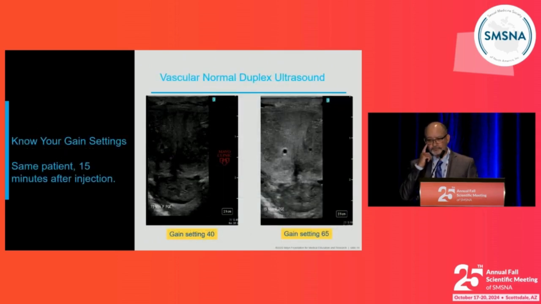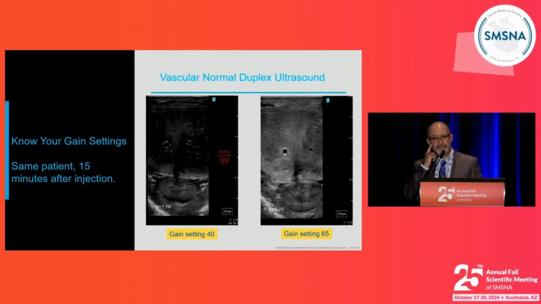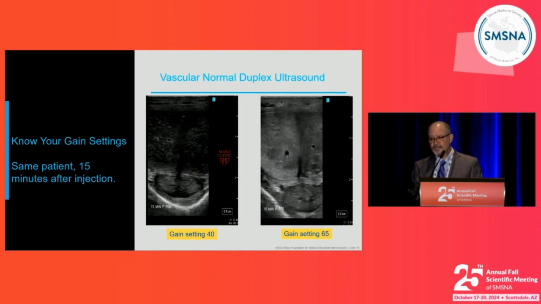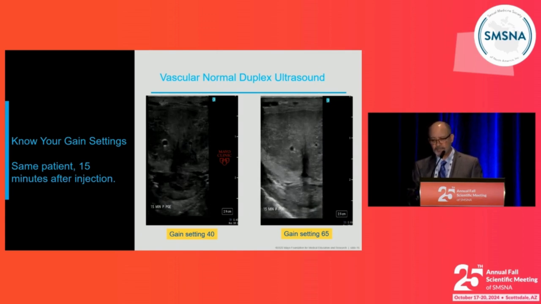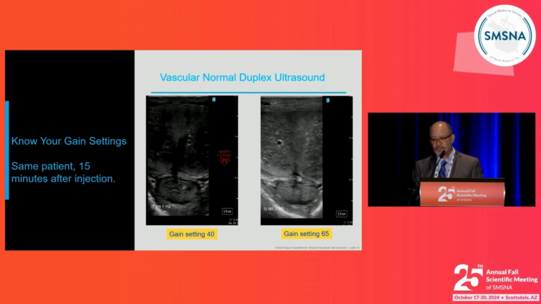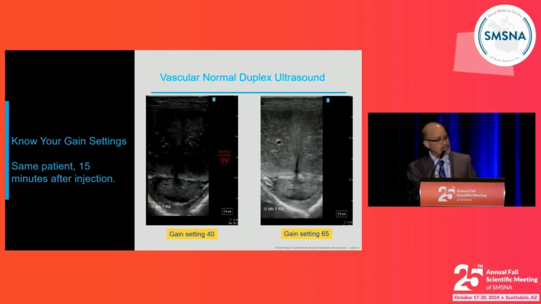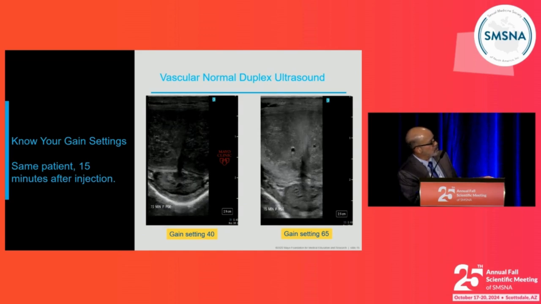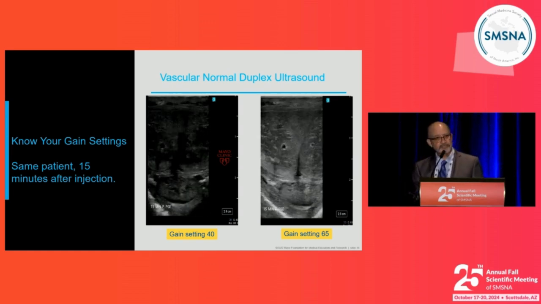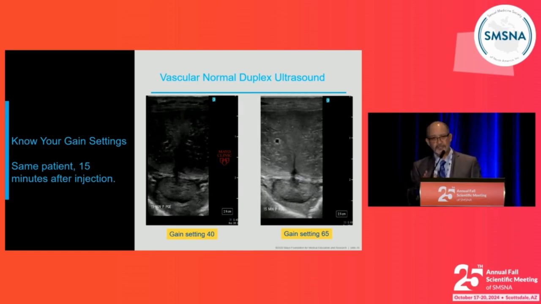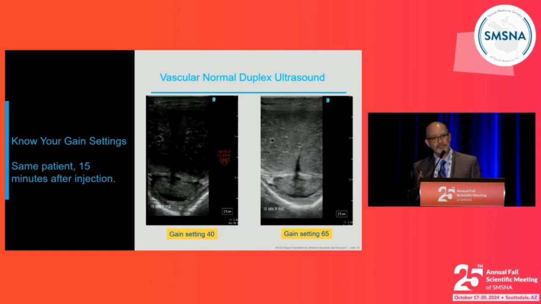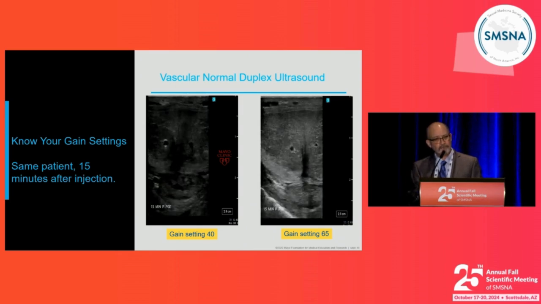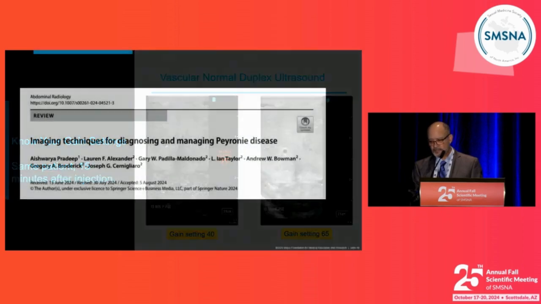Now, here's a caveat. We like to use the Doppler to try and diagnose cavernous fibrosis. And it can be done, but you have to watch your gain settings. This is the very same patient imaged 15 minutes after injection of prostaglandin E1. The gain setting on this side is 40. The gain setting here is 65. If all I did was show you that image, you'd be thinking, oh, maybe this patient has cavernous fibrosis. So the patient can serve as his own control. The echogenicity of the penis will change based on size. Just remember not to be switching back and forth during gain settings while you're examining the patient.